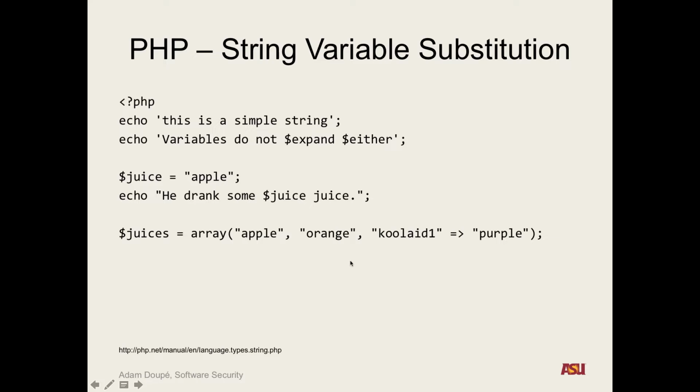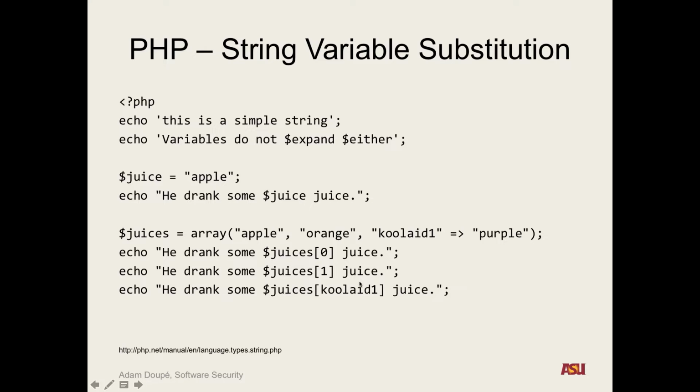And we can even have a really complicated thing. We can make an array of juices, and then we can say he drank some $juices bracket 0 juice, and this will actually be evaluated at runtime. You can even include the curly braces here to be able to do a substitution based on something complex in here, like any complicated expression that you want.